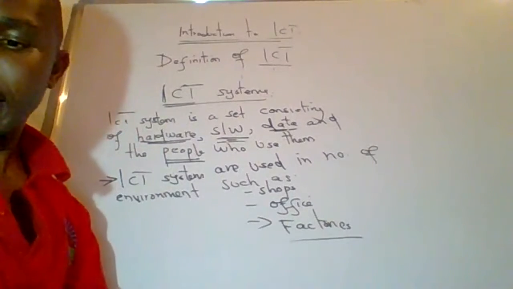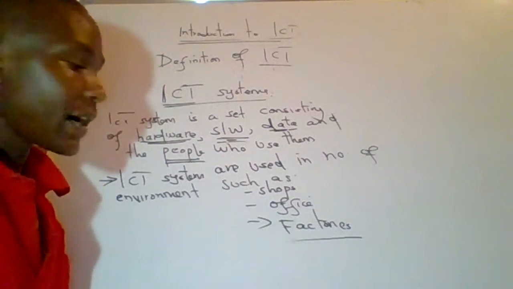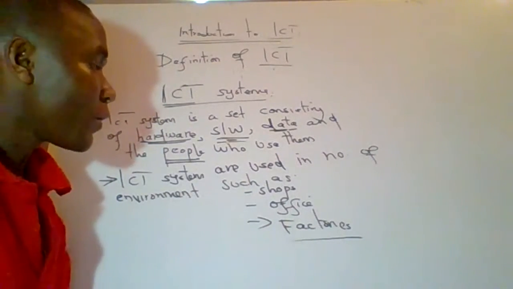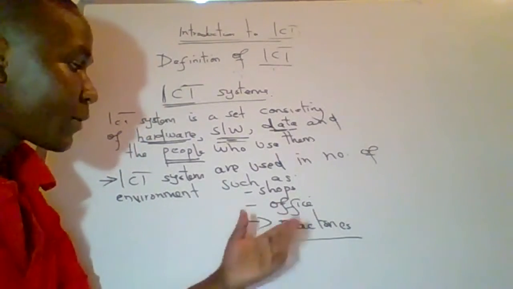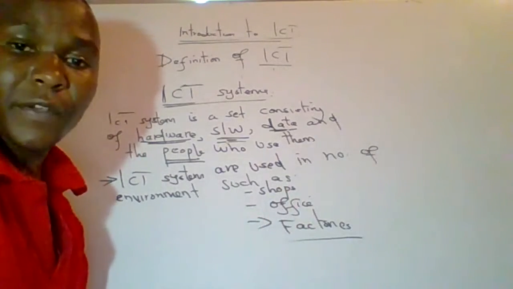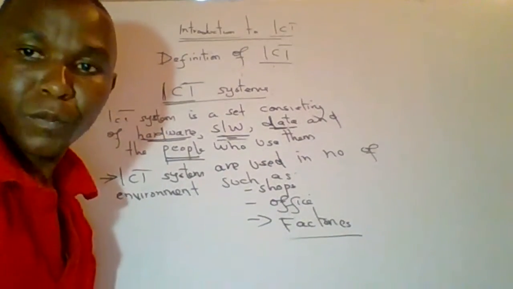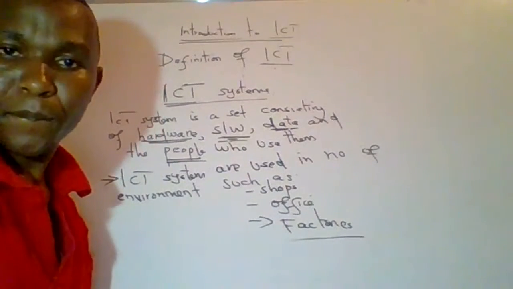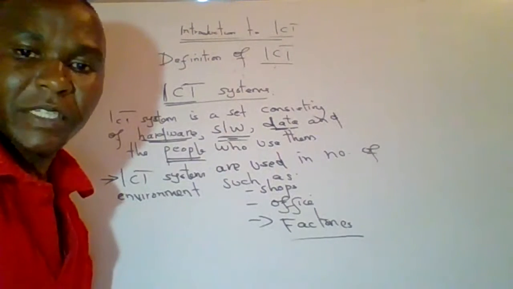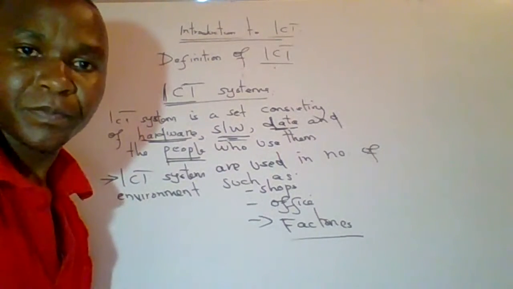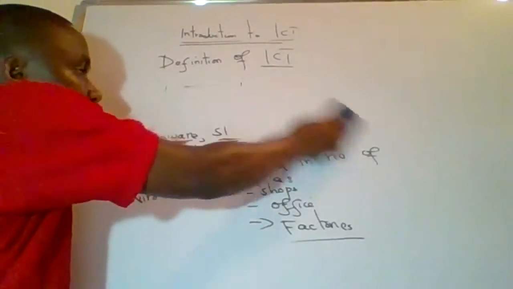So where ICT is used, right? You can be asked in an exam: give examples of areas in which ICT is applicable. So you will give shops, factories, offices, right? Then we need to see what is the importance. Once you have written that, have you put it down? Yes, I have written. So what is the importance of ICT, or the benefit of ICT?